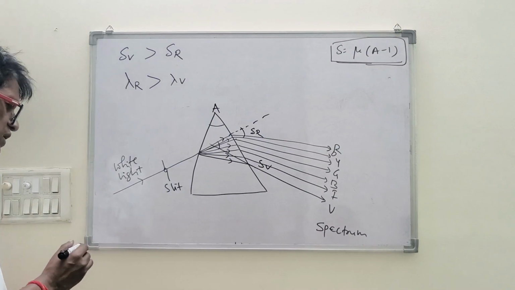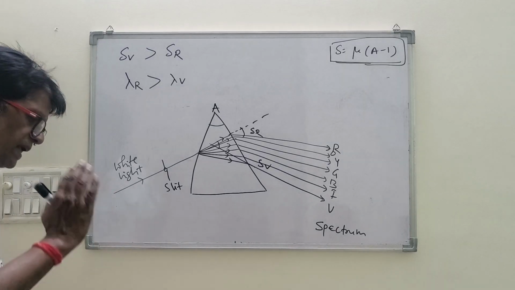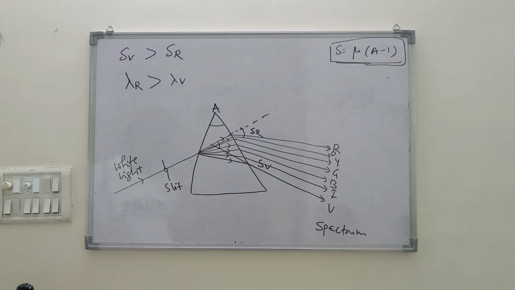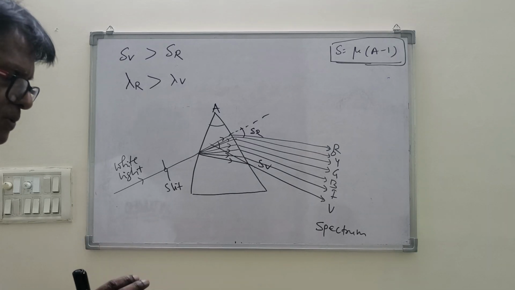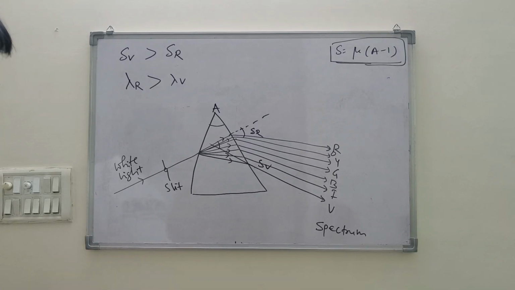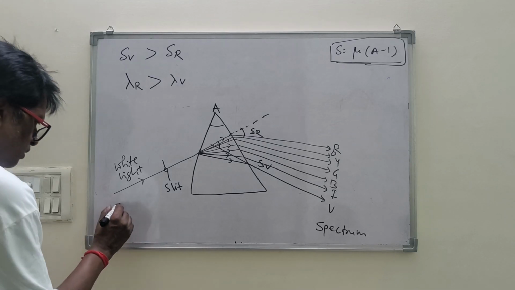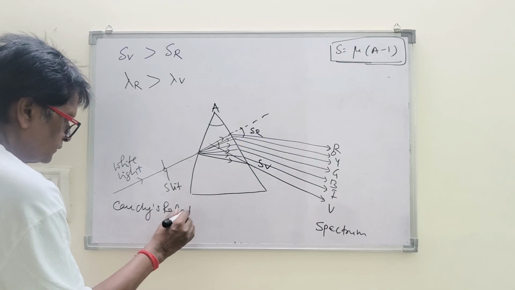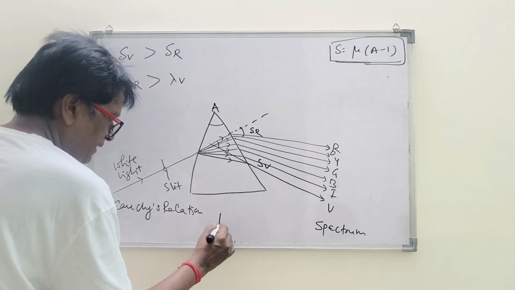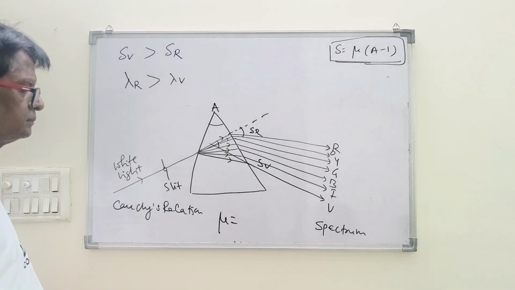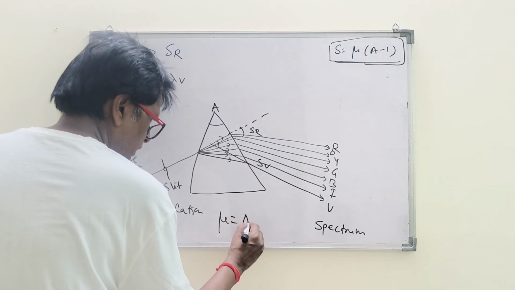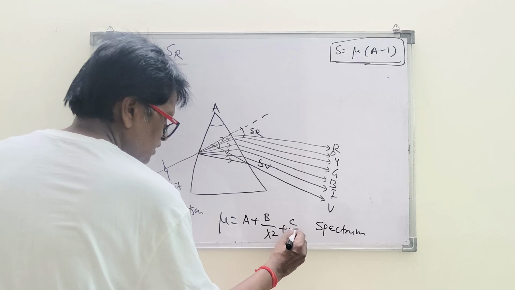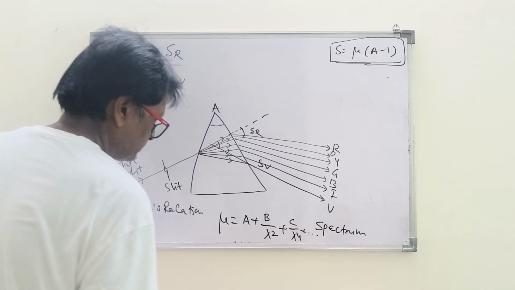Right? And there is one relation to explain the phenomena of dispersion of white light. The cause for the dispersion of white light when the white light is passed through a glass prism is explained well by Cauchy's relation. What is Cauchy's relation? The refractive index of the prism material, mu, equals A plus B upon lambda square plus C upon lambda to the power 4 plus dot dot dot.